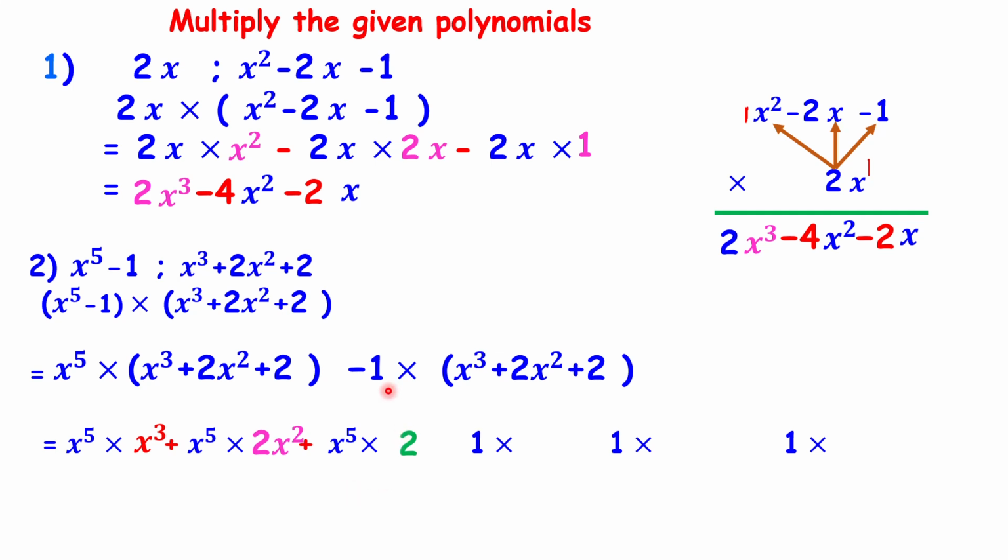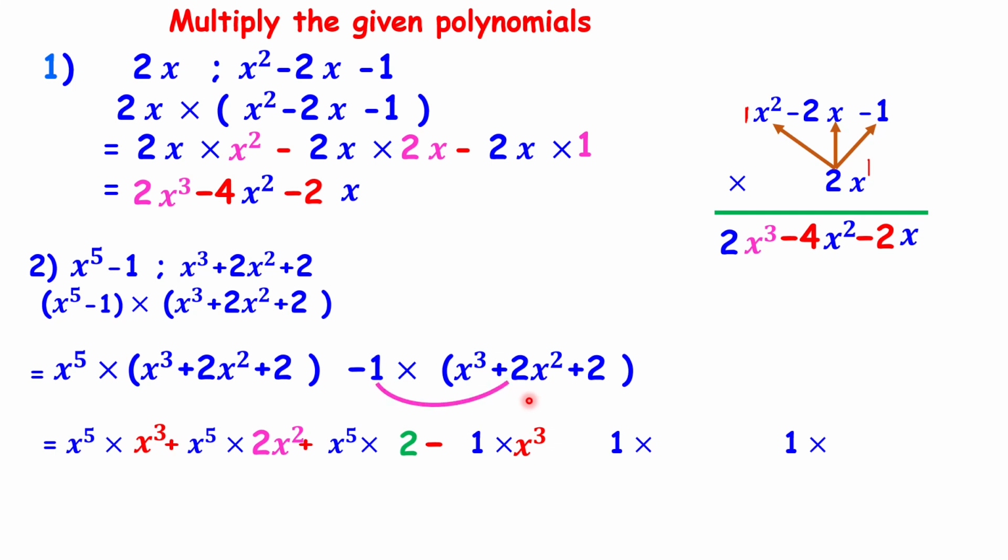Now multiplying by negative 1 to the second bracket, first we have to change the sign of each term. Minus 1 into x raised to 3 means minus 1 into x cube. Which is the second term? 2x square is the second term.